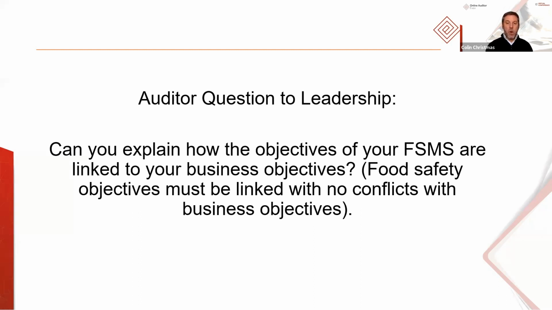So that could be a potential conflict if you're moving to cheaper suppliers and working with new suppliers at the same time that you have to reduce quality defects and problems with your suppliers from a food safety perspective. It's a potential conflict. So as an auditor, spend some time looking at the business objectives, not just the food safety management system objectives, and make sure there are no conflicts.